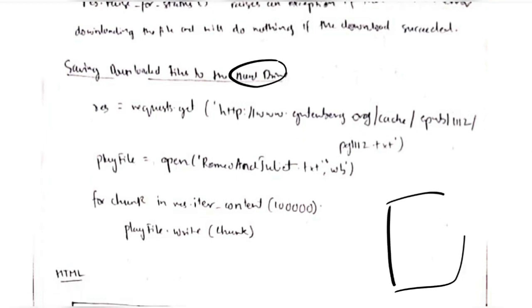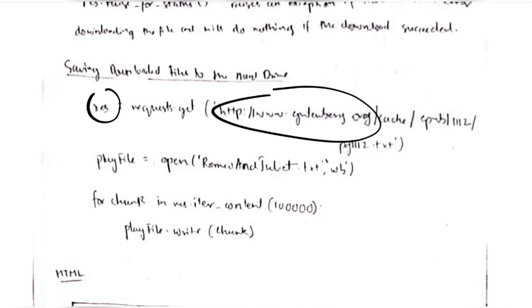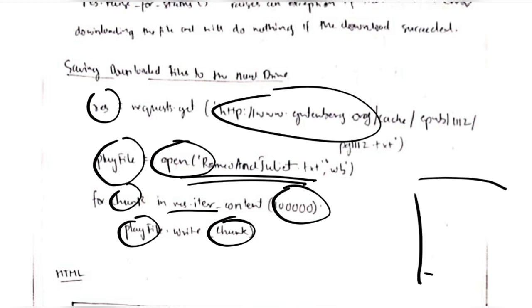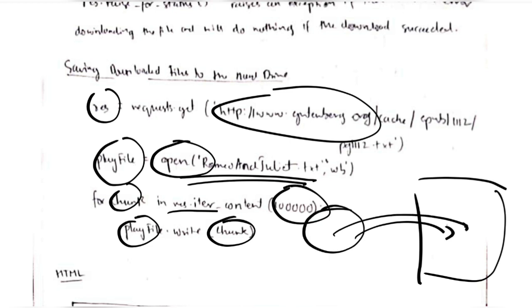it on our hard disk, we can use this URL, store it in res, and then open a file here. After that, for chunk in res.iter_content, we iterate over the whole website content and write it to the play file. The play file is nothing but a file on the hard disk that we write the downloaded content into and store on the hard disk.